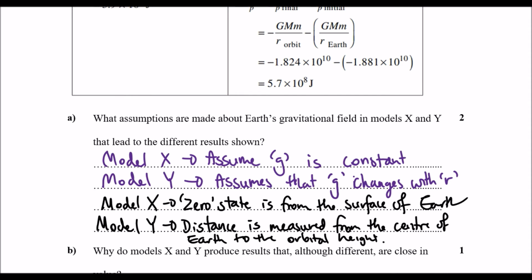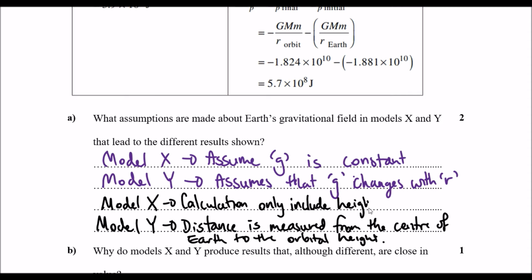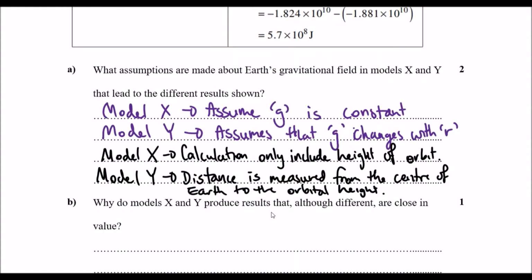We might change what we wrote for model X here. So instead of saying the zero state, we're just going to talk about it in terms of the height. Okay, so calculation only includes height of orbit rather than from the center of the Earth's distance.